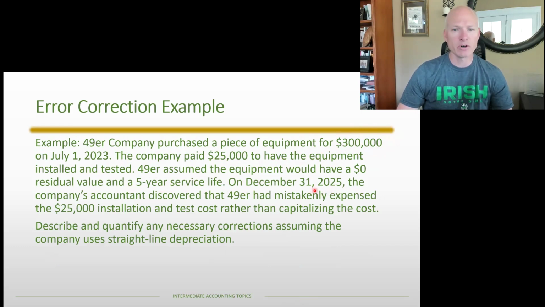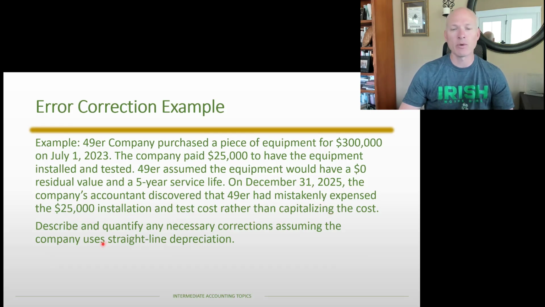And then on December 31st, 2025, all of, or half of 2023 would have been an issue, all of 2024 would have been an issue. And then we've got to talk a little bit about what the effect might be in 2025. And so let's talk about that one in a little bit. The company's accountant discovered that they had mistakenly expensed the $25,000 instead of capitalizing it.